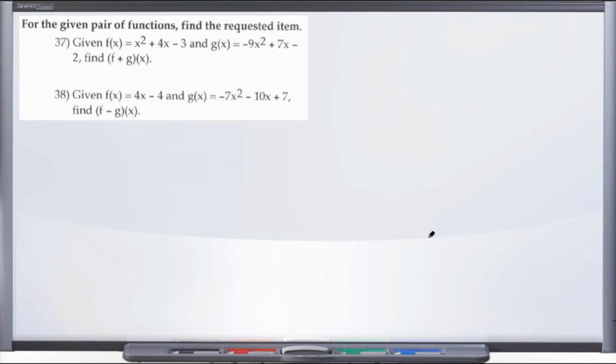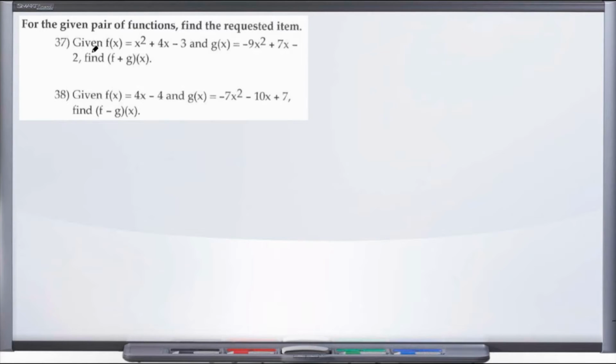All right, so we're going to take a look here at questions 37, 38, 39, and 40. And for 37 and 38, as well as 39 and 40 actually, the directions are going to be for the given pair of functions, find the requested item.